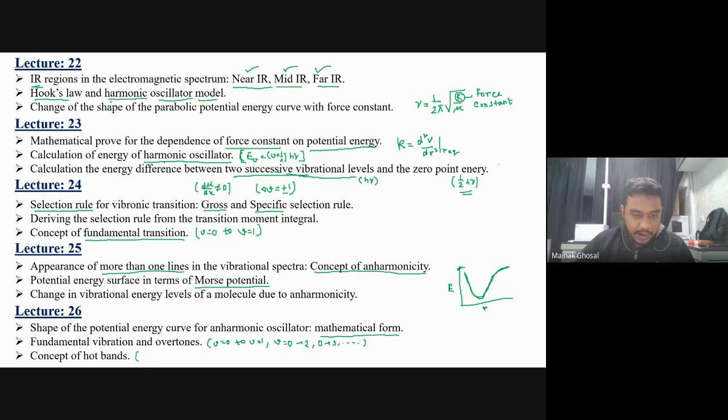And there was the concept of hot band. This was a transition from the excited state to the next excited level. That is, this transition is not happening from the V equals 0 level. This transition is happening from somewhere else in the higher energy level. So this was discussed as hot band.